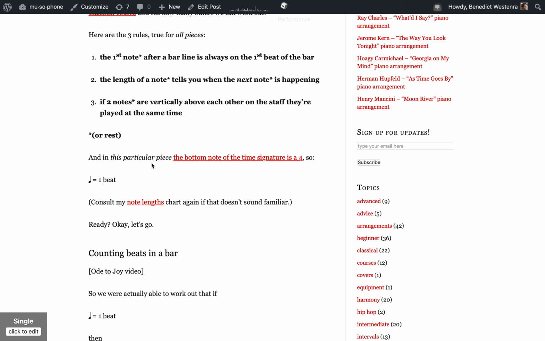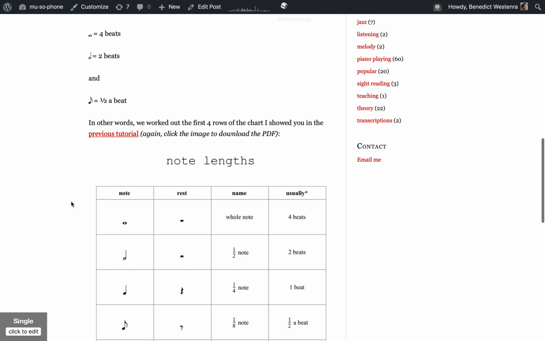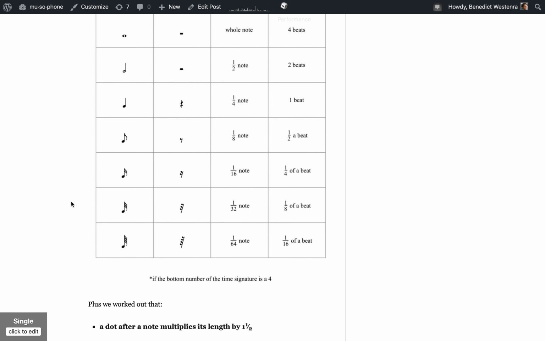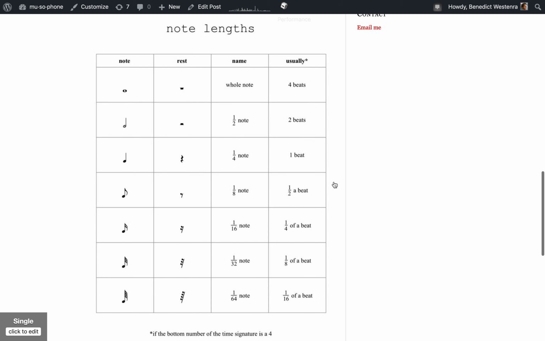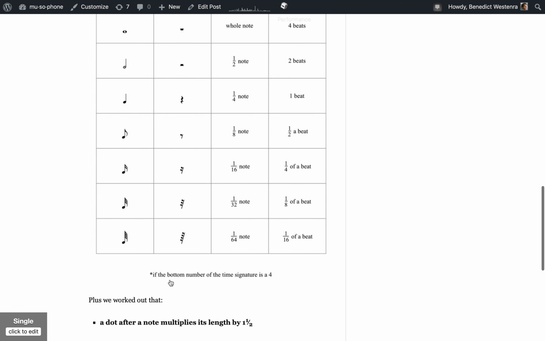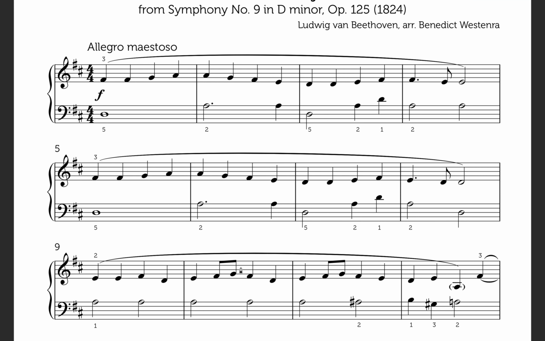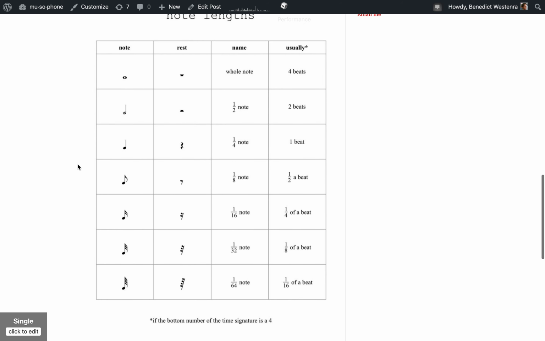It says in this particular piece, the bottom note of the time signature is a 4, so that means that a quarter note is 1 beat. So this is from my note length chart, which was in the previous tutorial. It's further down the page on this one. It sounds a bit complicated, but if we just recap, in my note length chart, it says that this 4th column is true if the bottom number of the time signature is a 4. So if the bottom number of the time signature is a 4, and it is in Ode to Joy, there we go, bottom number is 4, as is the top number, then this right-hand column is true, which means that a quarter note, this note here, is 1 beat.